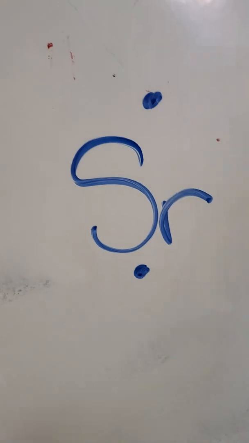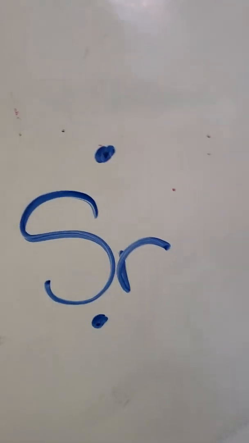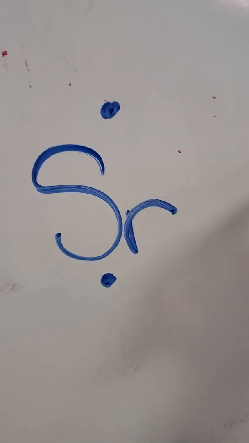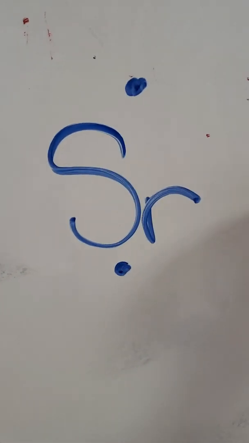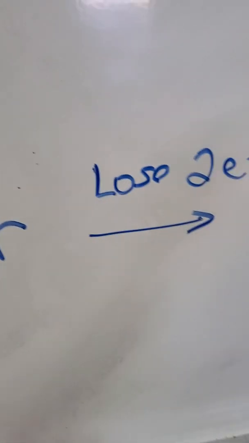Easy. Now we can also draw the Lewis structure for the ion that would result from strontium. So strontium is a metal. Metals are going to lose their valence electrons. How many valence electrons does strontium have to lose? 1, 2. So it's going to lose 2 electrons.